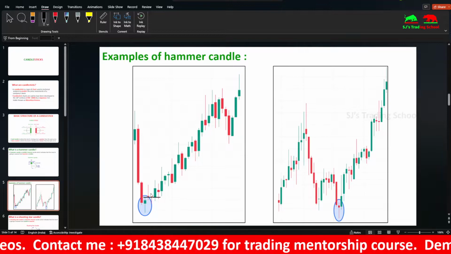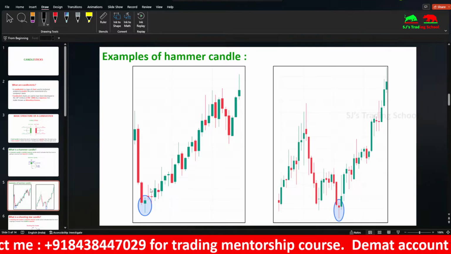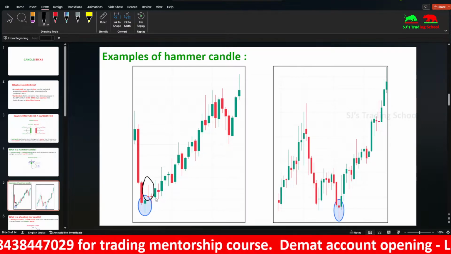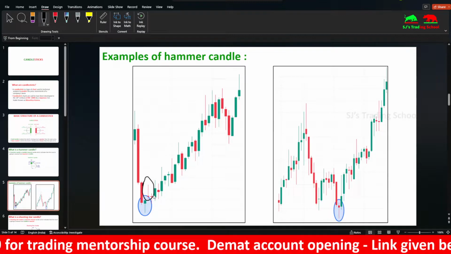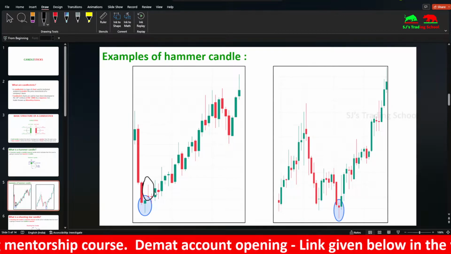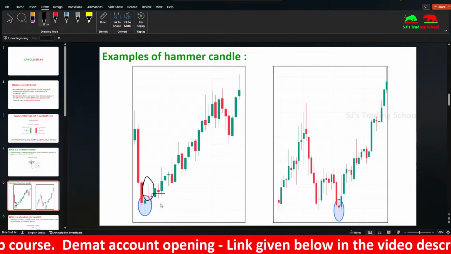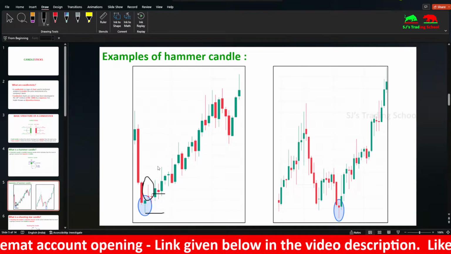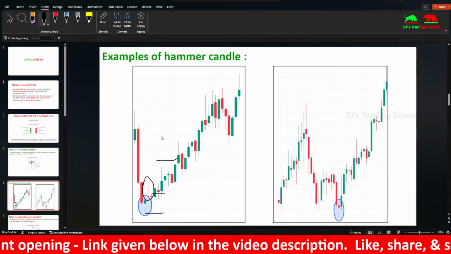If a new candle forms and there is no previous support, then you can wait for another candle to close above this candle, and then for the next bullish candle, you can take the entry once the candle breaks above this open. You can take the entry here and keep the stop loss here, and you can keep your target here or here or here.